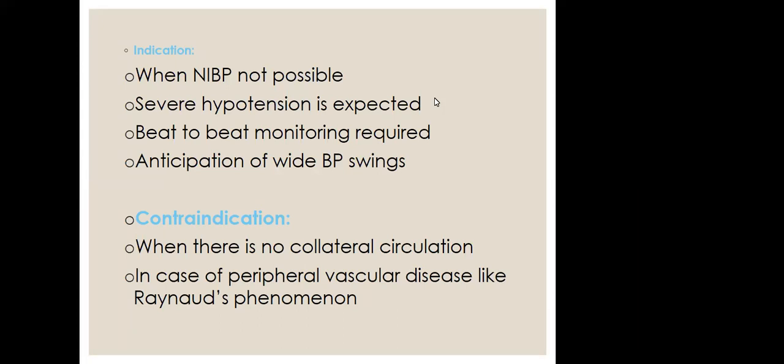But there is contraindication when there is no collateral circulation. If we are placing a cannula in the radial artery and the collateral circulation is damaged, or there is some kind of abnormality in collateral circulation, it should not be placed there, because it will hinder the blood flow of that part of the area, and it can cause ischemia of that part of the body. In case of peripheral vascular disease such as Raynaud phenomenon, we should not place a cannula in that artery.